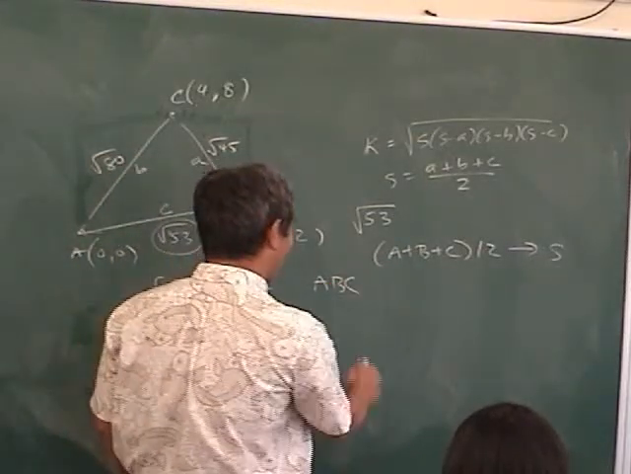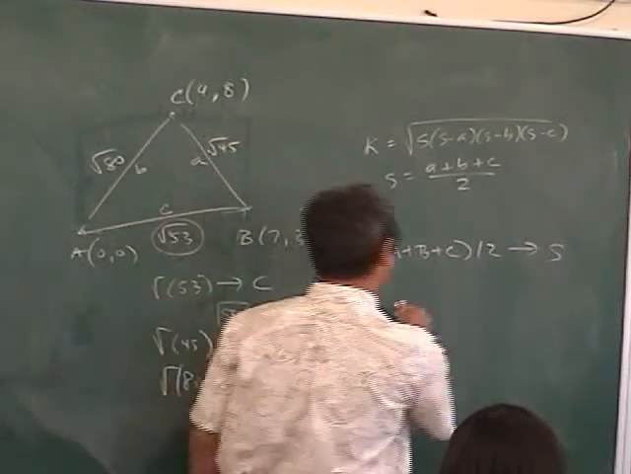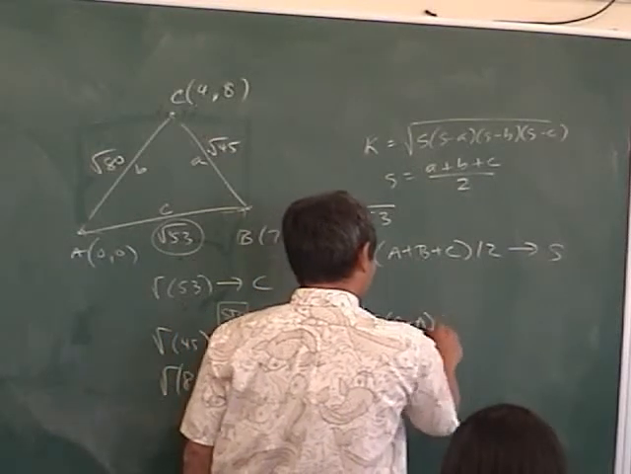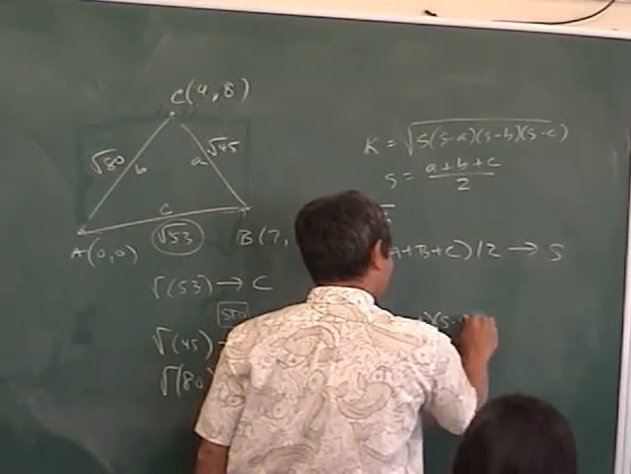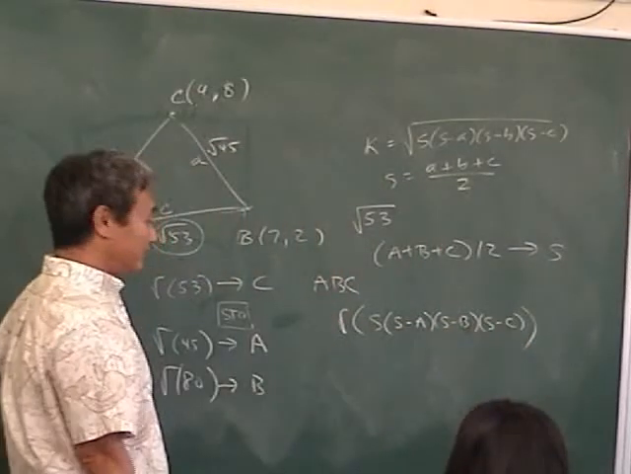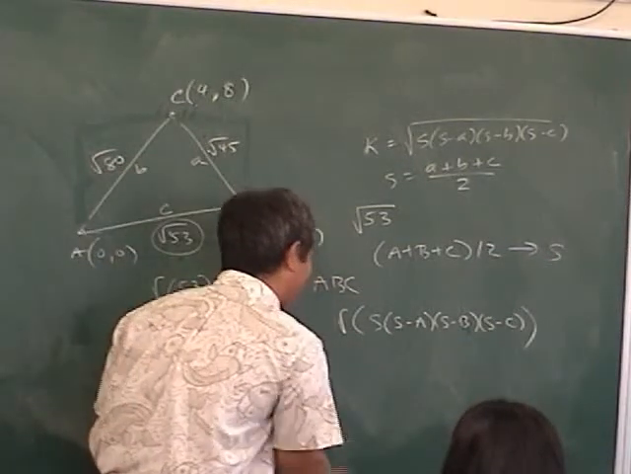tell my calculator what? If I want to compute the area of this triangle, what do I tell my calculator now? Compute the square root of S times S minus A times S minus B times S minus C. Press enter, and the calculator is going to plug all these numbers in, and boom, it's going to spit out the answer right there.